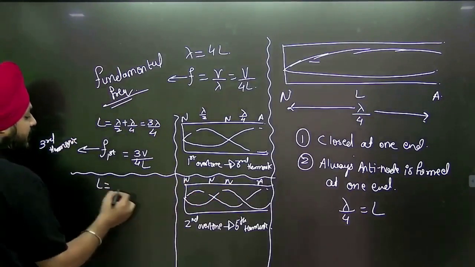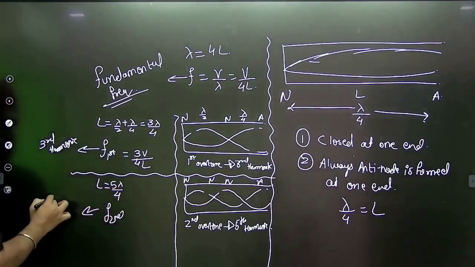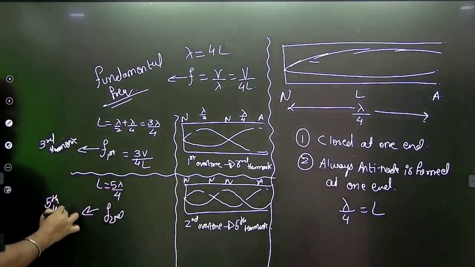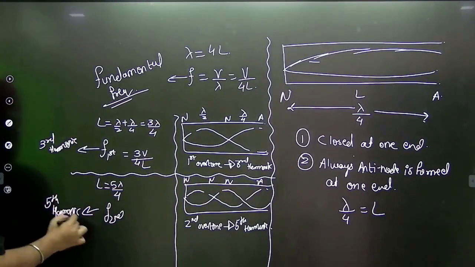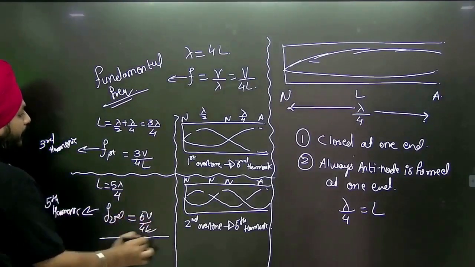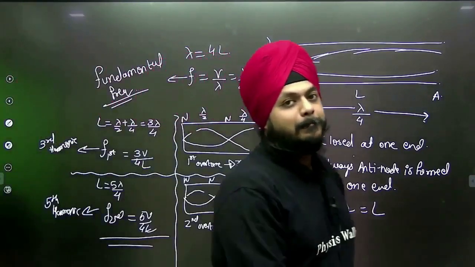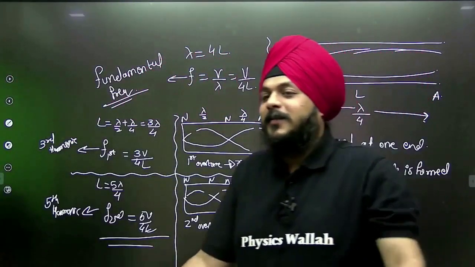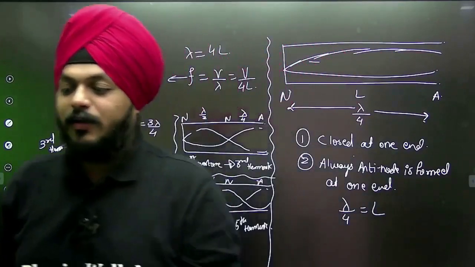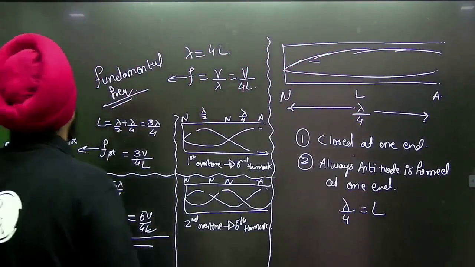So in this case, L is equivalent to 5 lambda by 4, and the second overtone, or in another sense the fifth harmonic, will be equivalent to 5V by 4L. This is how things go on in the closed organ pipe. Very simple. See, things are quite simple.